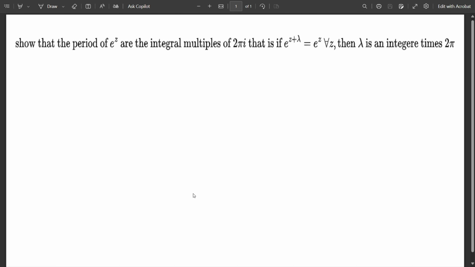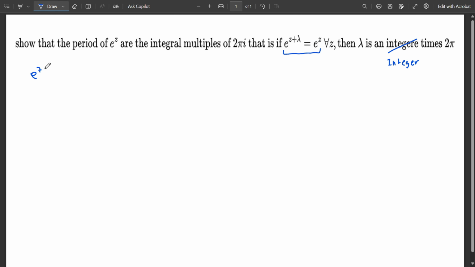Show that the periods of e to the z are the integral multiples of 2 pi i. That is, if e to the z plus lambda equals e to the z for all z, then lambda is an integer times 2 pi i. Sorry, this is a typo. It's supposed to be an integer. Okay, so let me write this equation.